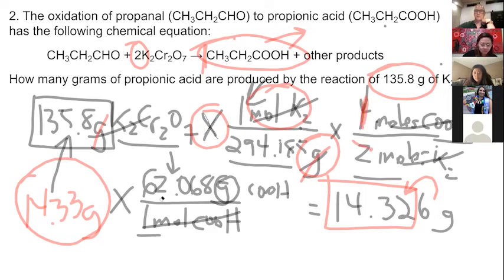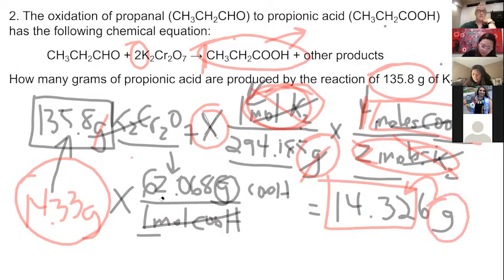So that is this right here, 1 over 2. Okay. Because I have moles of potassium chromate here, and I have moles of potassium chromate here, and they cancel out. And I'm left with moles of the acid. And then as a final step, you just take the moles of the acid and convert it to grams of the acid right here.